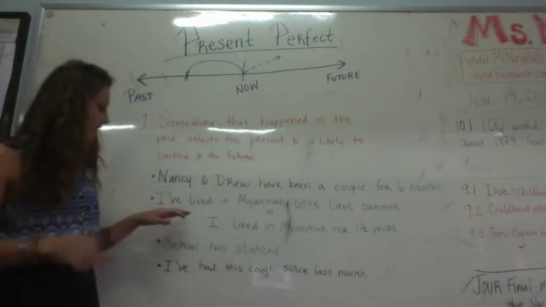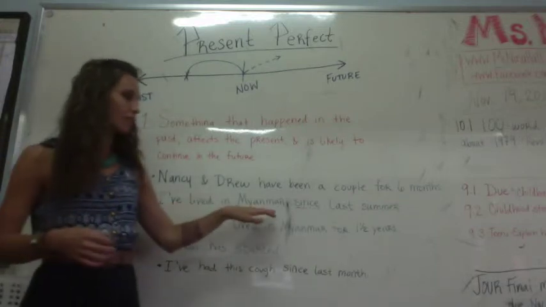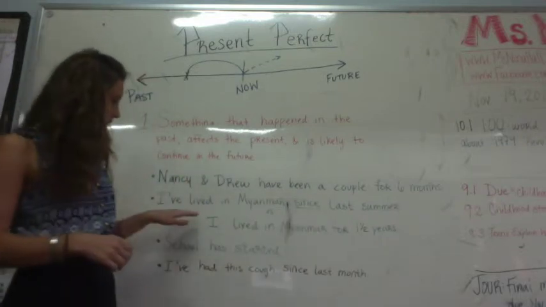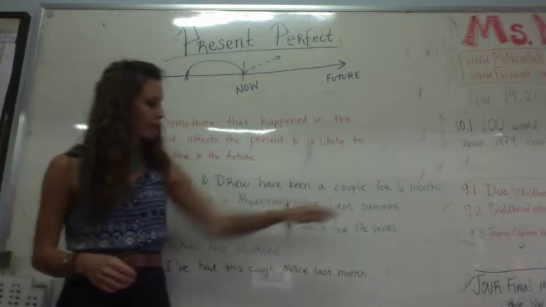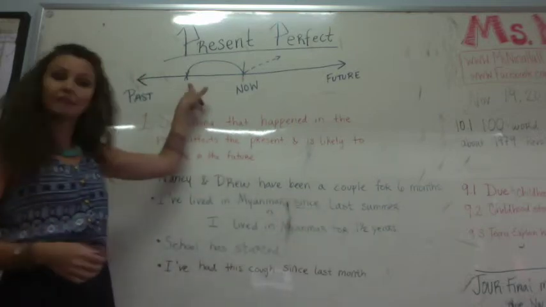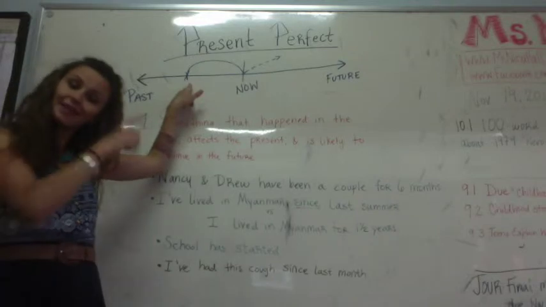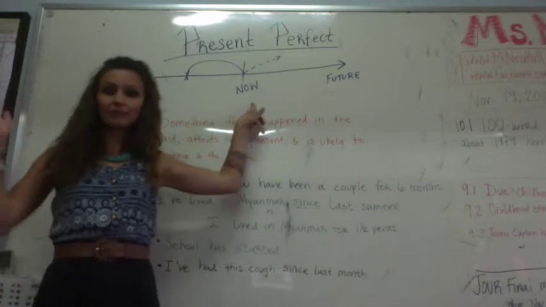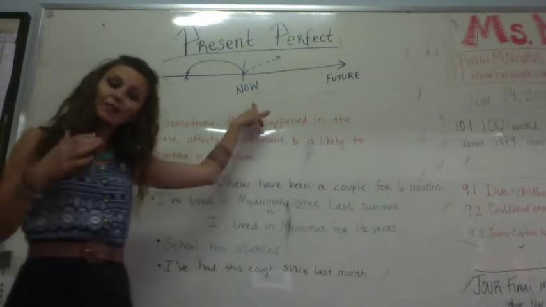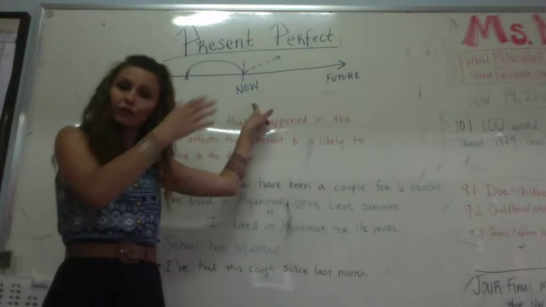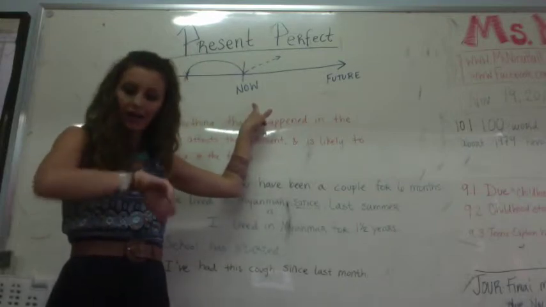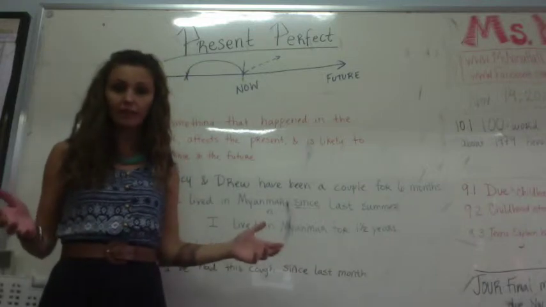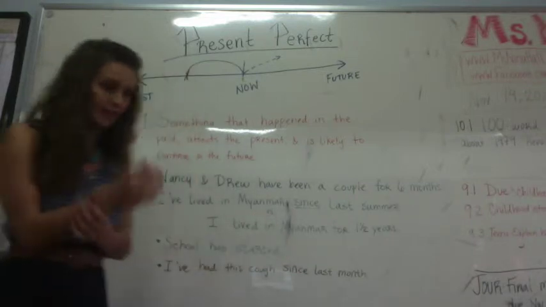My next example is, I've lived in Myanmar since last summer. So again, this is since last summer. I moved to Myanmar in the past, last summer, a year and a half ago. I still live in Myanmar. Welcome, here we are. And I am planning on being here in the future. I'm still here now. I'll be here in five minutes. I'm planning on coming to class tomorrow. I'll still be here. There's the present perfect tense.